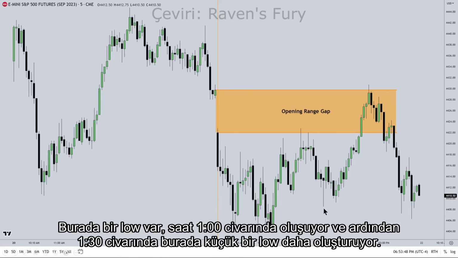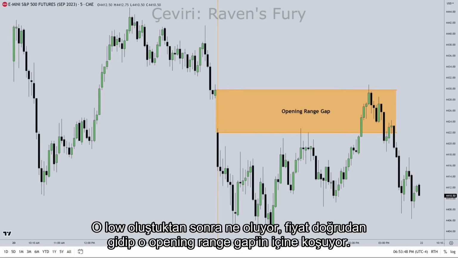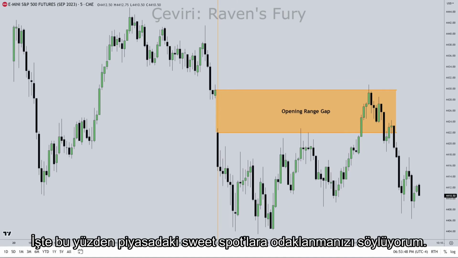Wouldn't you know it, there's a low here that forms at 1 o'clock. And then at 1:30 or so, it creates another low here. That's pretty interesting. What happens after that low forms? It runs right on up into that opening range gap. So all of this mess in here, it's going to be running around, going amok, just seeking liquidity, and it'll frustrate you. That's the reason why I tell you to focus on the sweet spots in the marketplace.